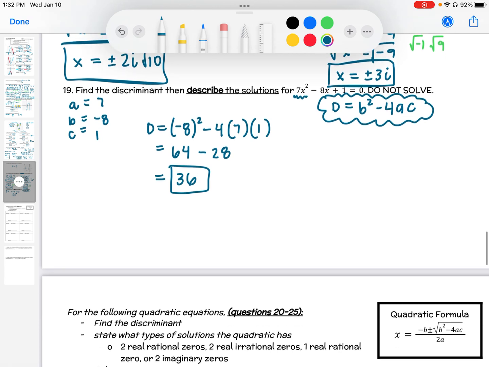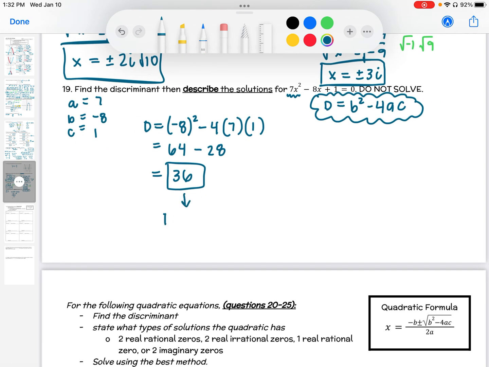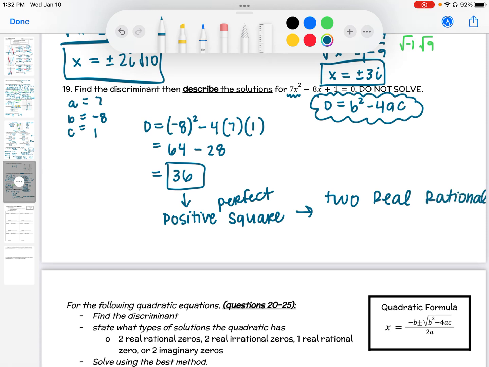And now what we need to do is decide, so we have a positive perfect square. So that's one of our determinants. Positive perfect square means that we have two real rational zeros. So again, I'd say listing out all the different types of discriminant and putting that on your note card may be helpful for the test.